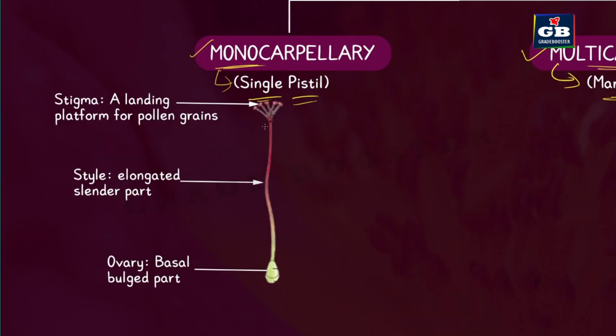Let us look at the different parts of the pistil. So this is the pistil, and here it has three important parts. What are the three important parts? One, stigma, two, style, and the third one is ovary. Stigma, style, and ovary. So the stigma is the landing platform.